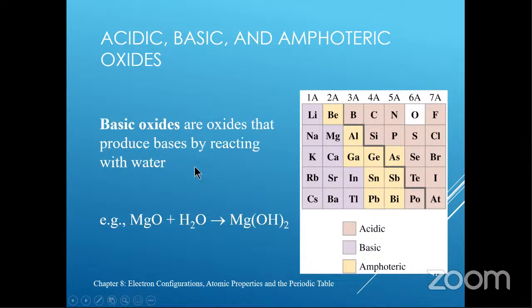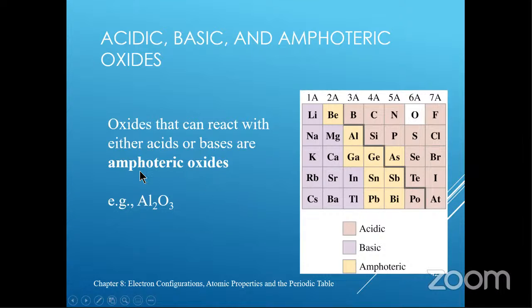On the other hand, basic oxides, which are typically metallic oxides, when added to water form bases, all right? So magnesium oxide, for example, when added to water forms magnesium hydroxide, which is also known as milk of magnesia. And the same is true for sodium oxide, potassium oxide, calcium oxide, all these group 1A, group 2A metals, especially, their hydroxides tend to form basic solutions when added to water.